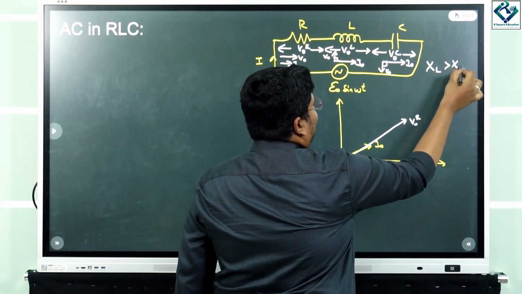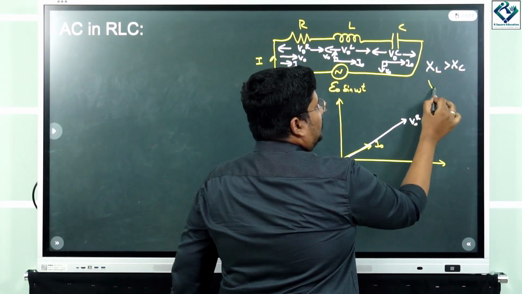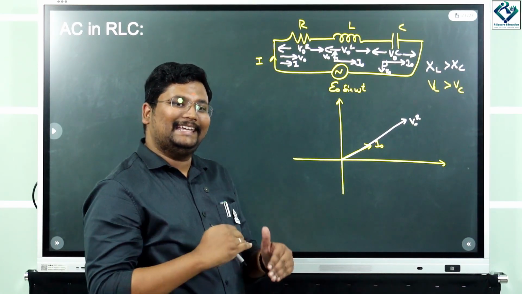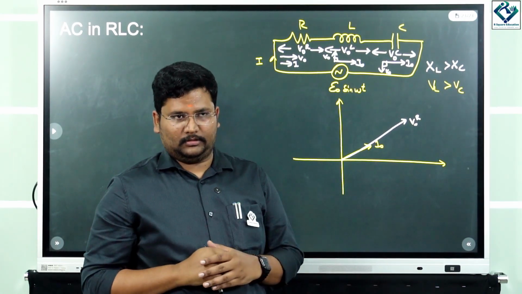I am going to assume this circuit as XL greater than XC, which means the potential drop across the inductor is greater than the potential drop across the capacitor. So it is going to be inductive dominant circuit.